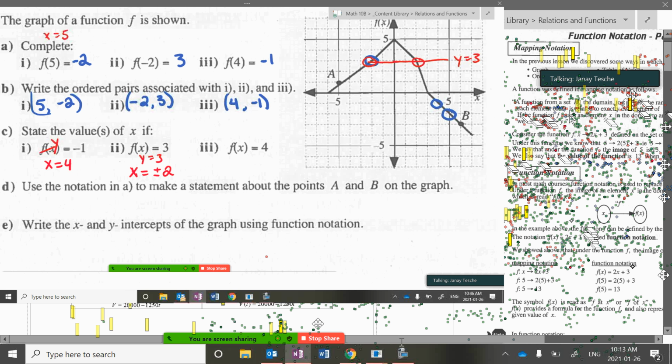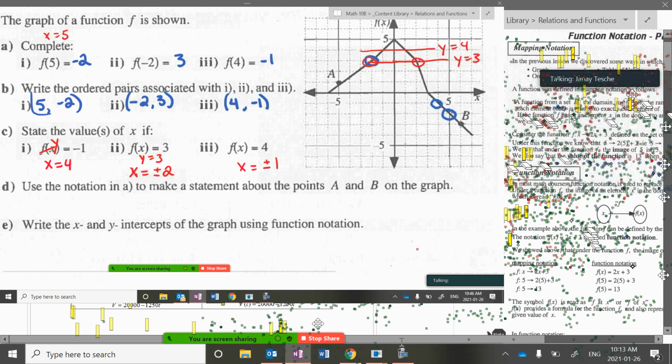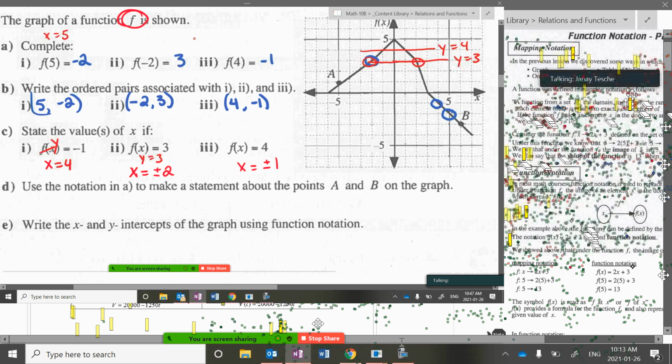So the last one, when y is equal to 4, it also crosses twice at positive and -1. Andy? Like this f way up here? Yeah, that just means like the x value is equal to 5.